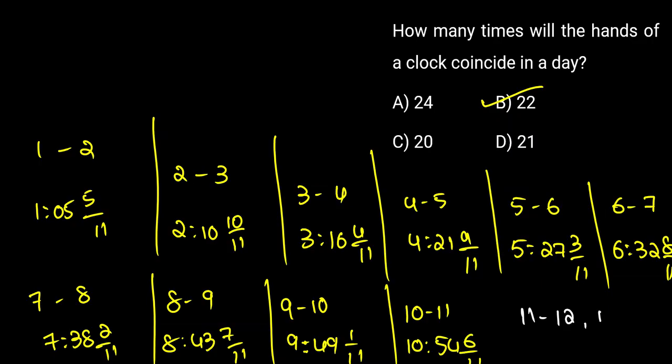Now the catchy point is this, as one of your friends already conveyed: 11 to 12, 12 to 1, the common one is 12 o'clock, only one time. This is the problem actually. In 12 hours, 11 times only. We have one shortage: 11 to 12 and 12 to 1, the common is 12 only, in the 2 hours only one time. Remaining, every hour one time. So in 12 hours, how many times do they coincide? So in a day, 22.